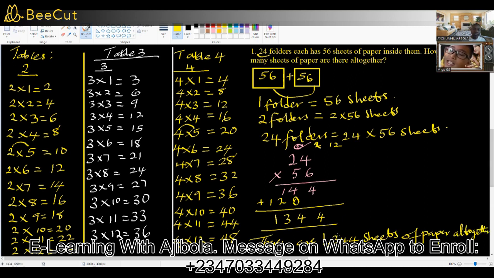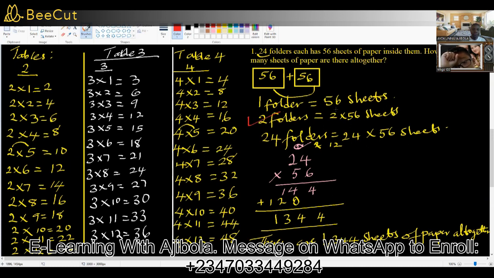That's in 24 folders. Now look at the question. How many sheets of paper are in one folder? There are 1,344 sheets of paper. Wait. One folder is how many sheets? Can you see it on the board? One folder is how many sheets? One folder is 56 sheets.